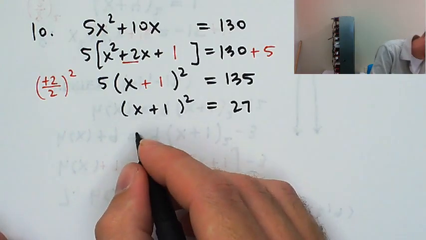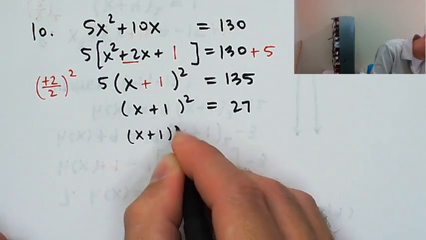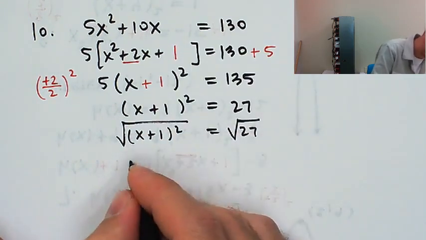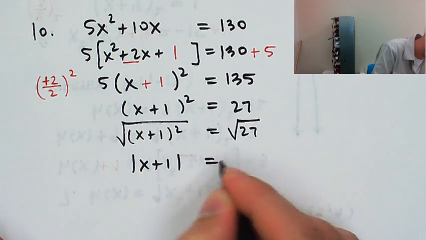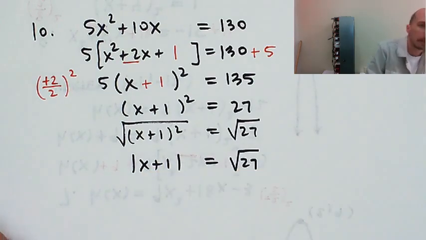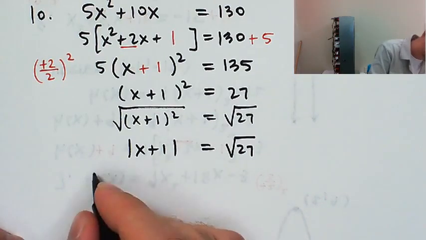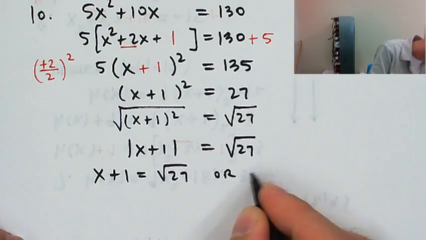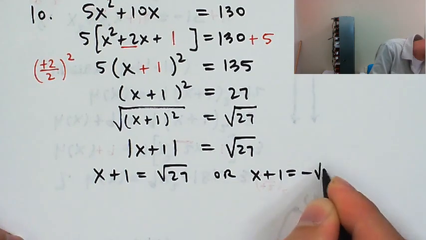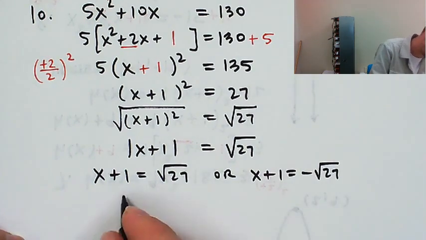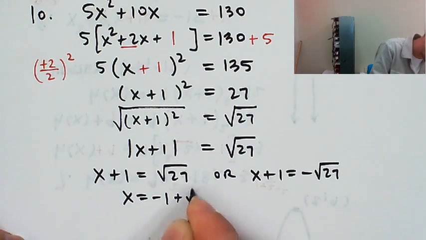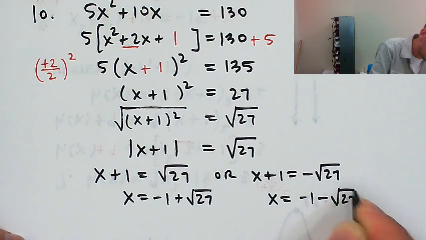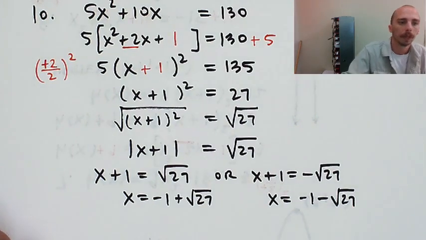So I'm going to take the square root of both sides of the equation. I'll get x plus 1 squared's square root equals the square root of 27. That's the absolute value of x plus 1 equaling the square root of 27. And that's going to happen when x plus 1 equals the square root of 27, or when x plus 1 equals the negative square root of 27. I'm going to subtract 1 from both sides. And there, I've got it.